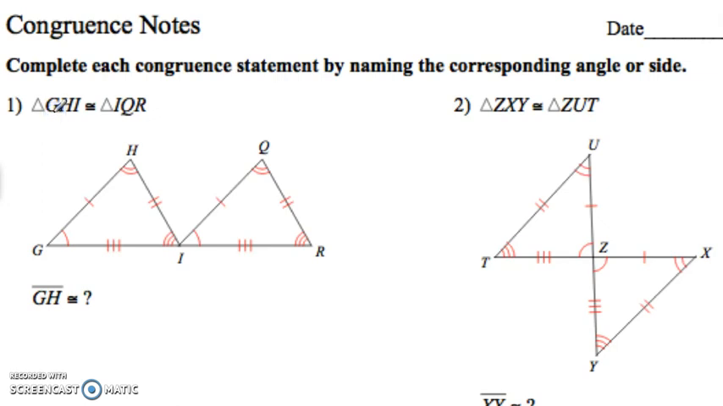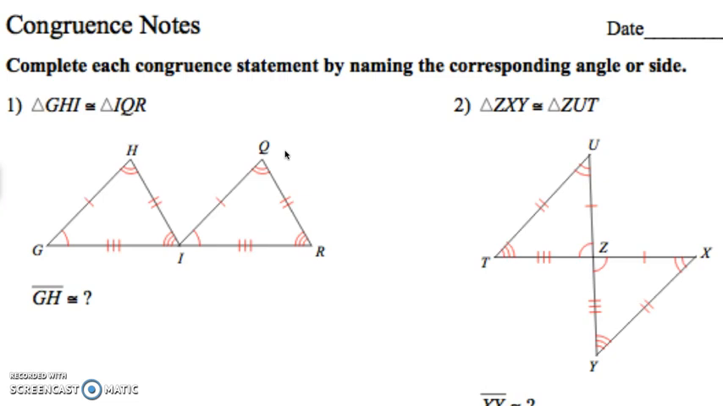So for example, G and I are congruent because they're in the same location. So notice G and I have the same little angle mark. Okay, H and Q are congruent because they're in the same location. Notice how they have the two angle marks. And then R and I are the same, and notice how they have three angle marks, okay? So that's how you see what angles are congruent from a congruent statement.